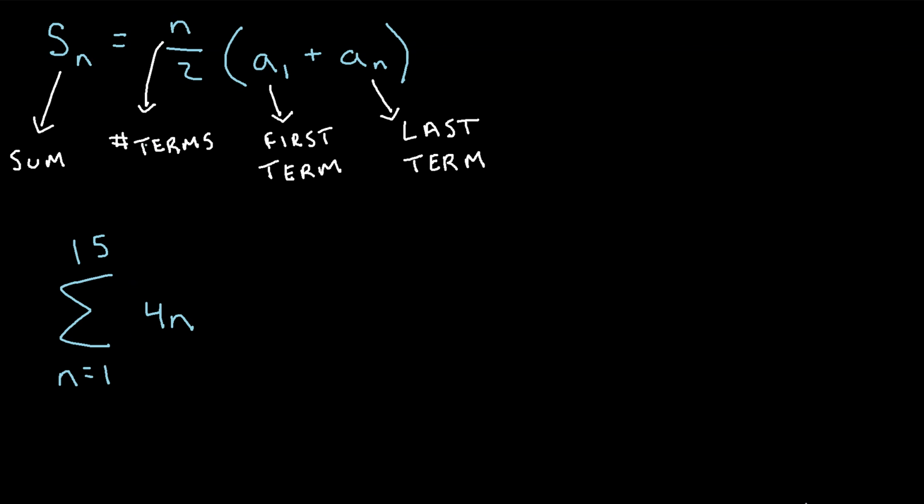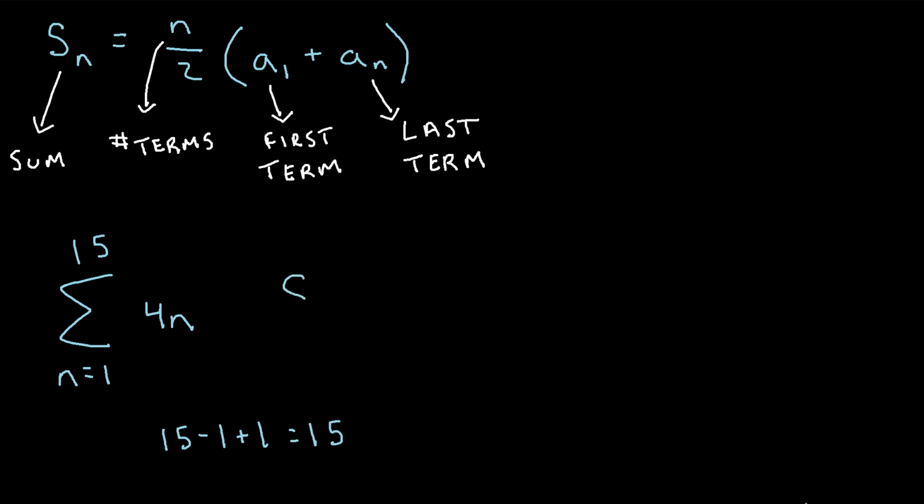Well, first we need to identify how many terms are in the series. Remember, that's our n. The way that we can do that is we can take the number on top of the sigma, subtract the number on the bottom, and add 1. So 15 minus 1 plus 1. 15 minus 1 is 14, plus 1 is 15. So there will be 15 total terms in this series.